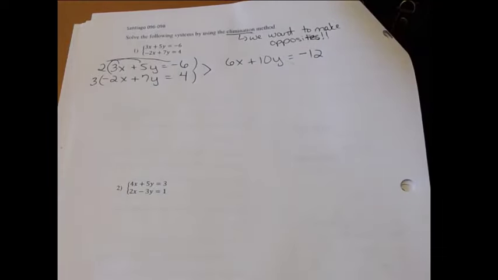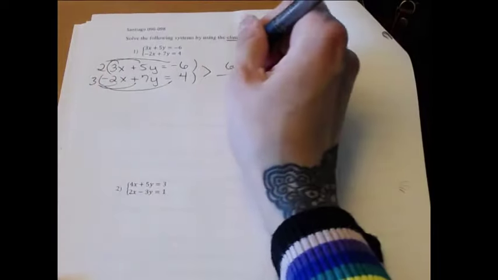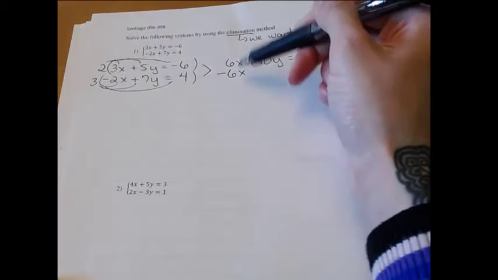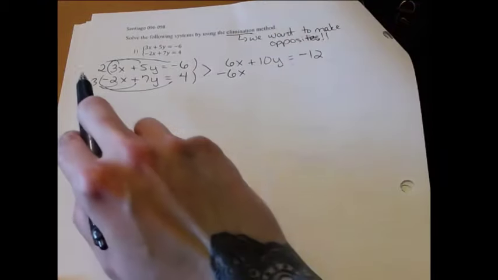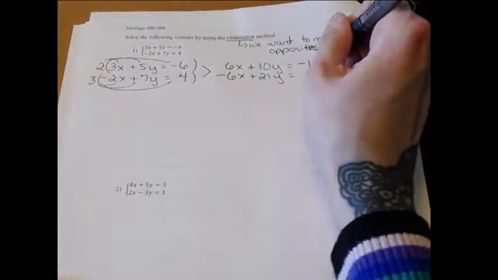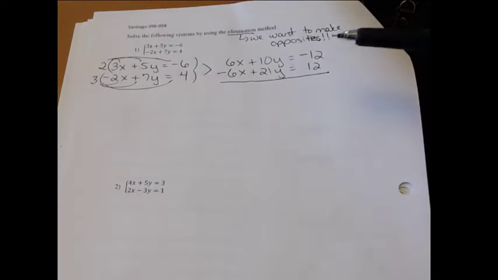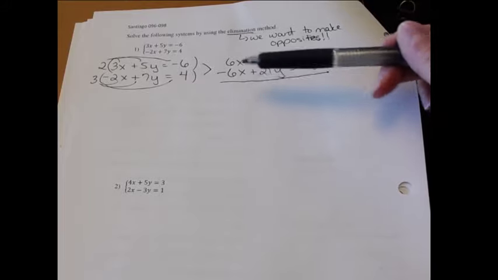Cool. I'm going to do the same thing for the second equation. 3 times a negative 2x is negative 6x. Yeah, that's what I wanted. 3 times 7y is a positive 21y. And 3 times 4 is positive 12. Cool. I love it. We wanted to make our x terms opposites, and they are.